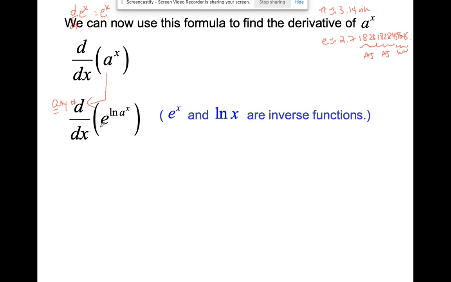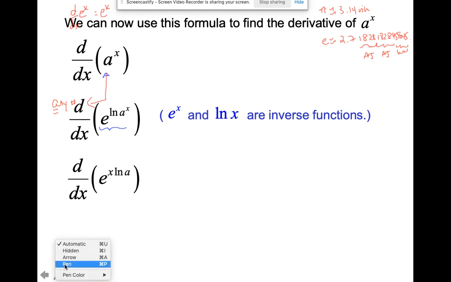Notice that this expression is the same as that expression, right? E and ln are inverses of one another. So this is just a to the x. So I don't have an equation. I haven't changed a to the x. I just rewrote it. Then I use the property of logs to bring the x down in front.